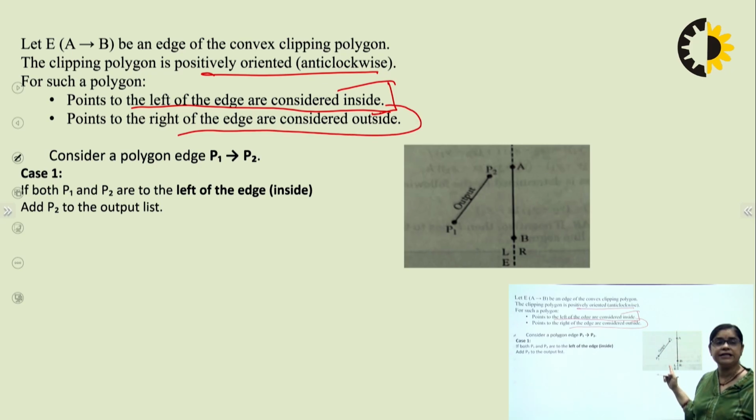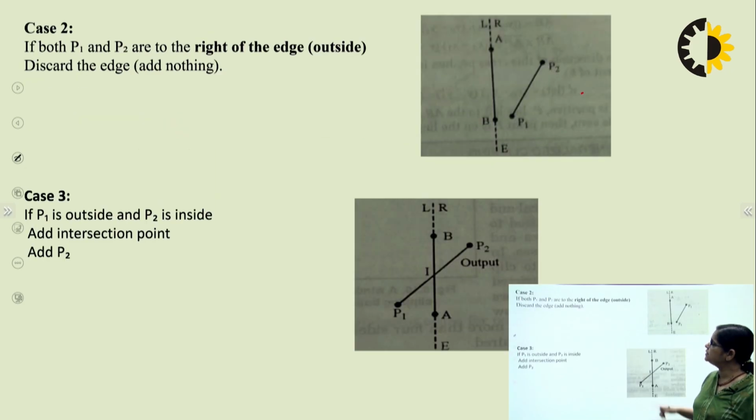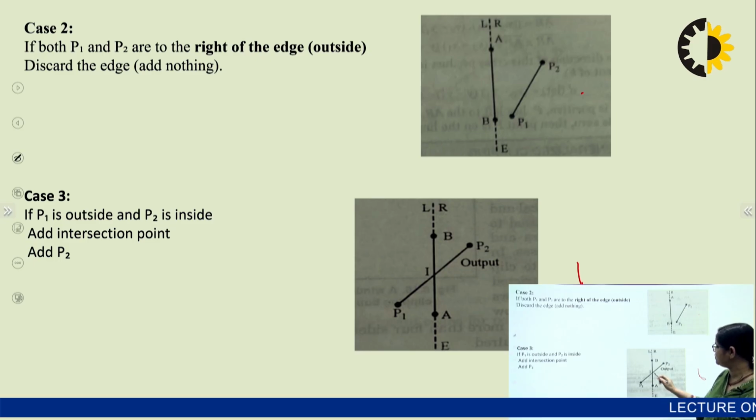And this is the left side, that is why we are taking P1 and P2 as the inside part. And here, if you see P1 and P2, this line segment is at the right of the edge, that's why we are taking it as outside and we are discarding the edge, right? In case 3, this is the left side, this is the right side. Now, if P1 is outside and P2 is inside, there will be an intersection point here and we will add P2 here. So that is case 3, right?